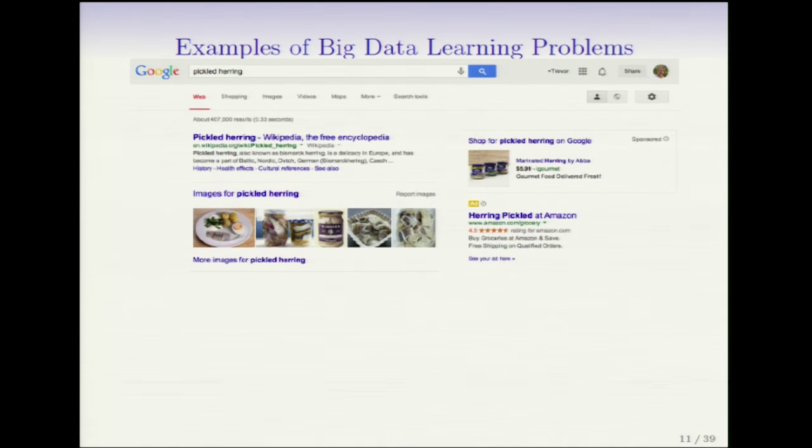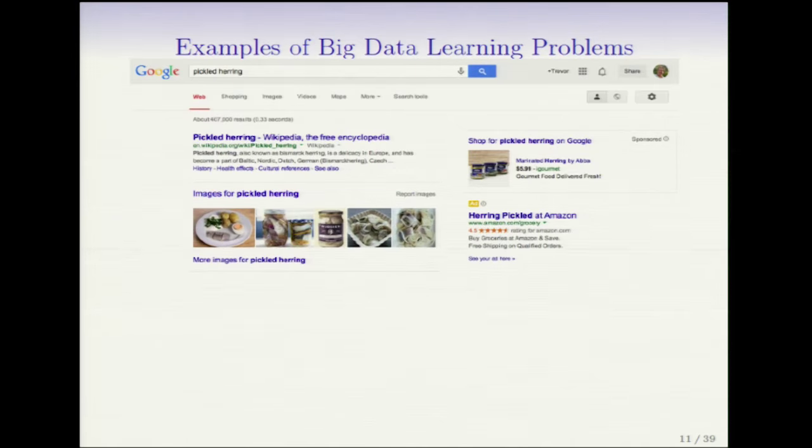Pickled herring. Well, actually, I gave a talk at the opening of the new data science center at the University of Leiden in Holland. And you may know that the Dutch love pickled herring and lots of other weird foods as well. So this was trying to make fun of the Dutch. They didn't laugh at all. It's quite natural to them.